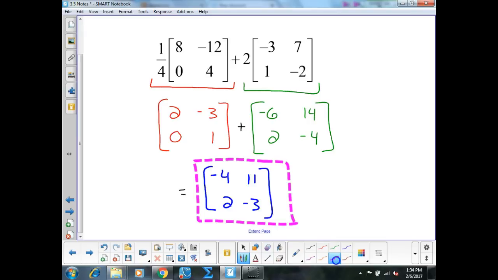Let's say one was a 2 by 3 and another one was 2 by 2. Then it would have been not possible, and we wouldn't have done any of the steps. Correct. That's not possible. Okay. Correct.